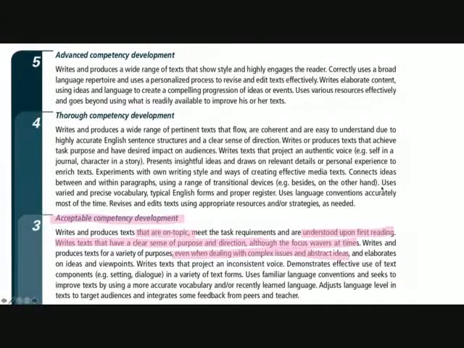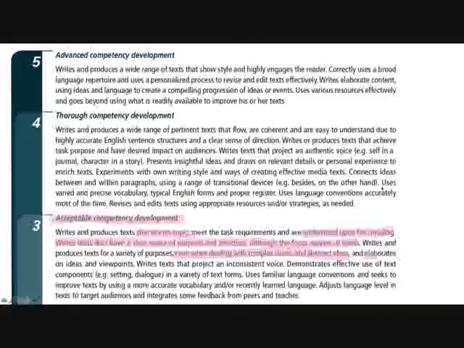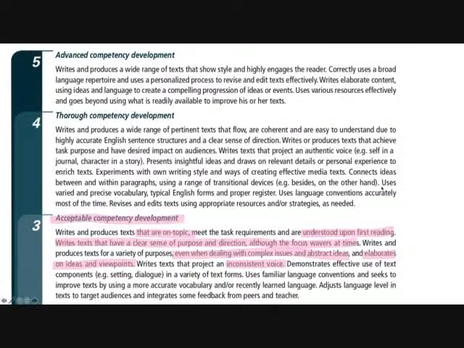They can deal with complex issues and abstract ideas. They can elaborate on their ideas and viewpoints. But this is also interesting. They don't have to be consistent in their voice to be on target at this stage. They should be using text components effectively, so they should be using, for example, setting or dialogue, or if they're writing a newspaper article or feature article, they should be able to use headlines and images.